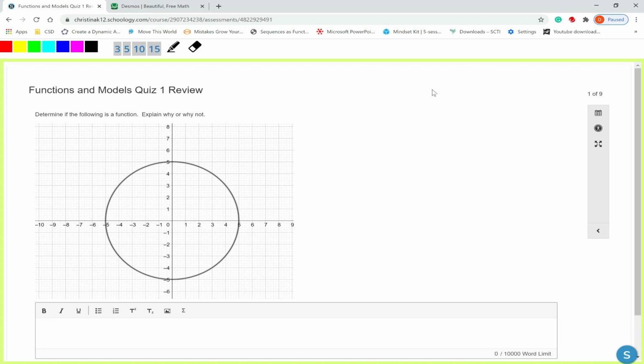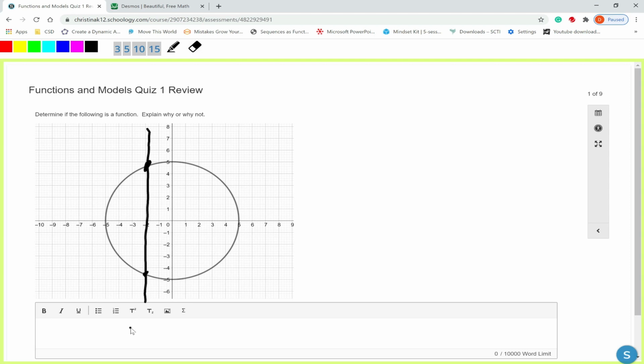We're going to review Functions and Models Quiz 1 for Integrated Math 4. The first question asks, determine the following as a function, explain why or why not. We're given a graph, so there's a rule called the vertical line test. If we draw a vertical line through the graph, it touches the graph in two places, which is not allowed.